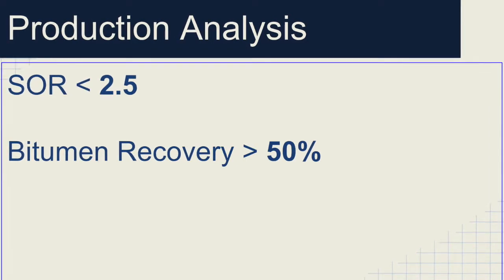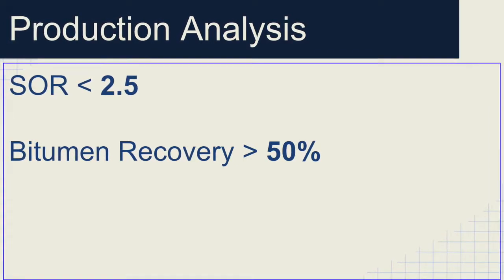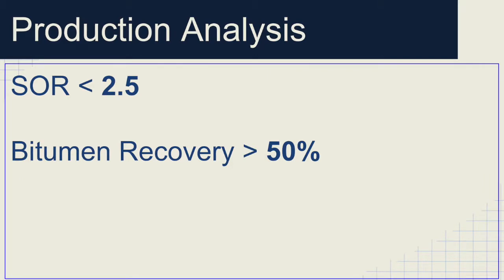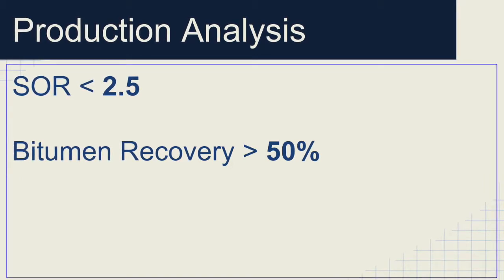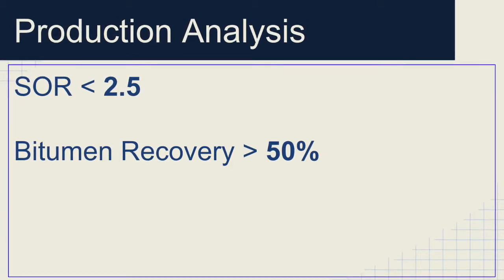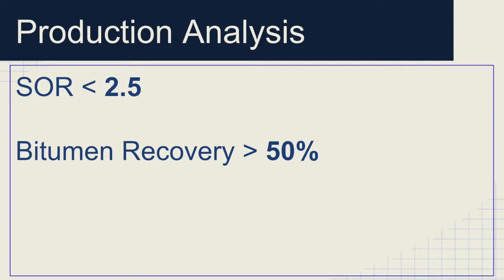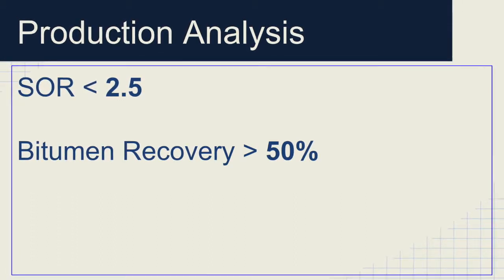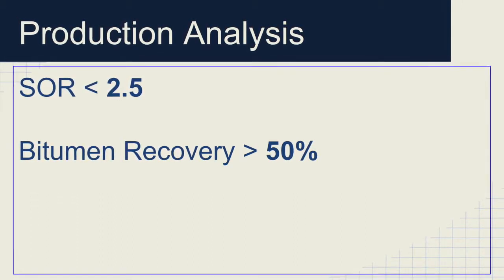A lower SOR is desirable because it means that less water was used in the process. This translates to less heat being needed to turn that water into steam. Overall, a lower SOR means that a process is more efficient in terms of water used and fuel spent.